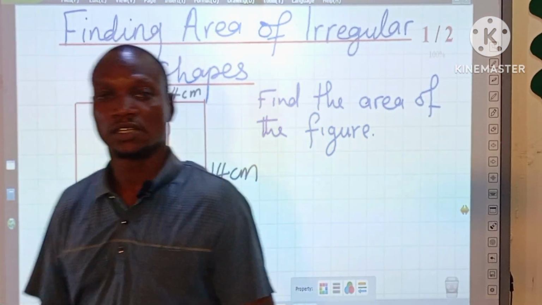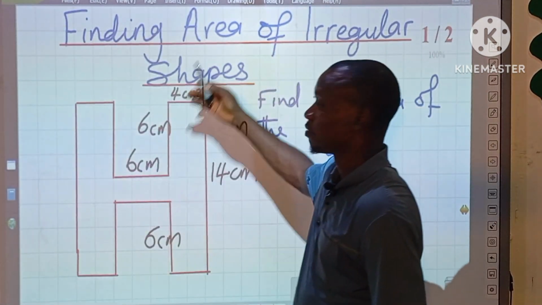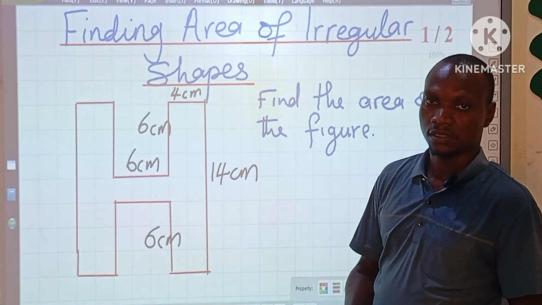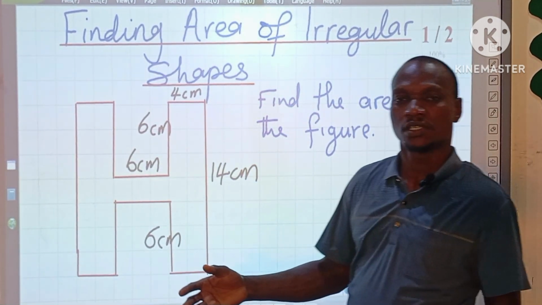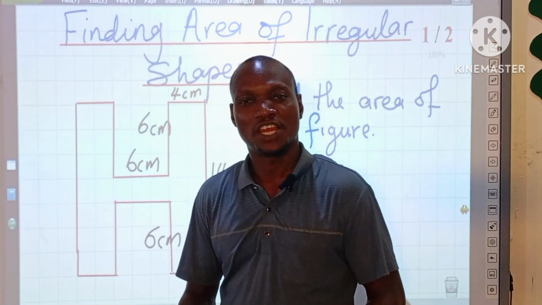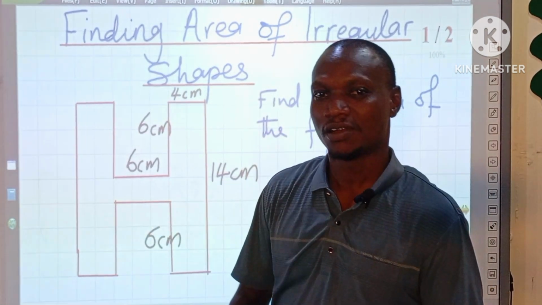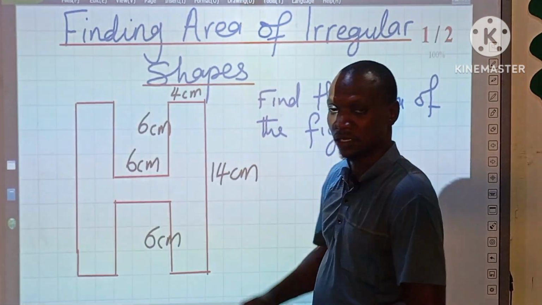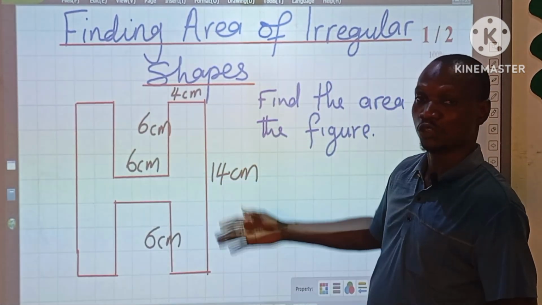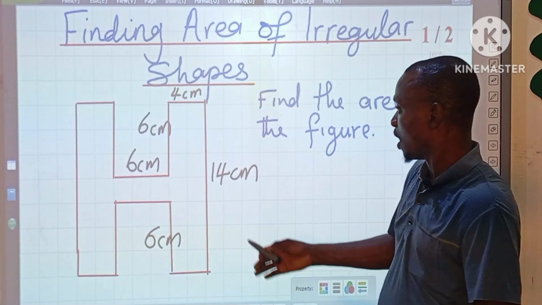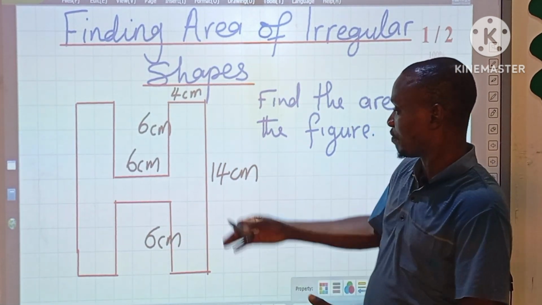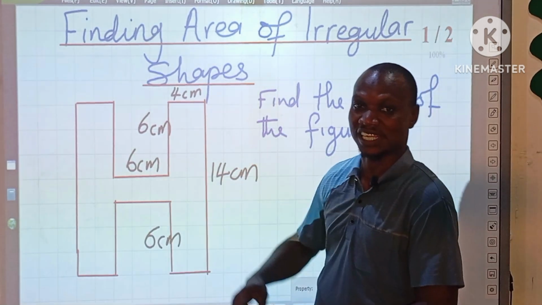In today's class, we shall be finding the area of irregular shapes. Now, irregular shapes are shapes that are made up of two or more regular shapes. From the figure on the board, we have a shape that looks like the letter H. Some parts have been given. When looking at the figure, you can determine the other parts that are not given.